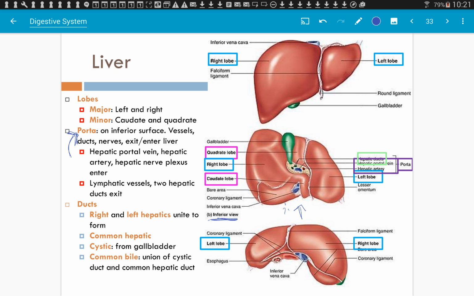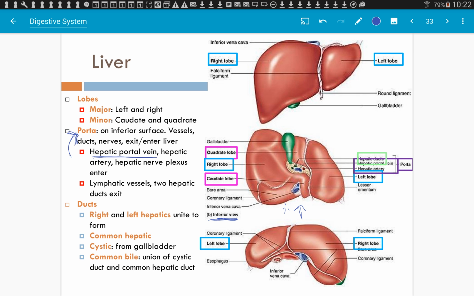So all of the blood that has absorbed nutrients from your small intestine, all of that blood goes to the liver before it goes anywhere else. And so that blood enters through what we call the hepatic portal. Okay? And so specifically the hepatic portal vein. That is what's carrying the blood from the small intestine into the liver. Yes, you are also getting arterial blood, of course. There's nerves involved as well. You also have lymphatic vessels.